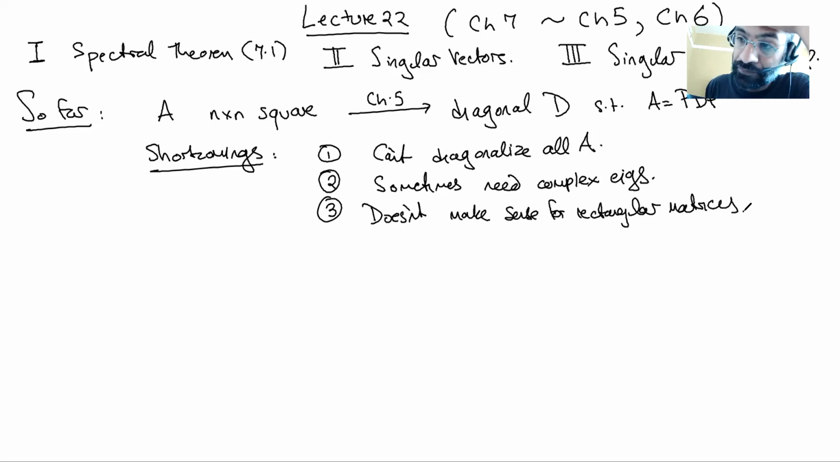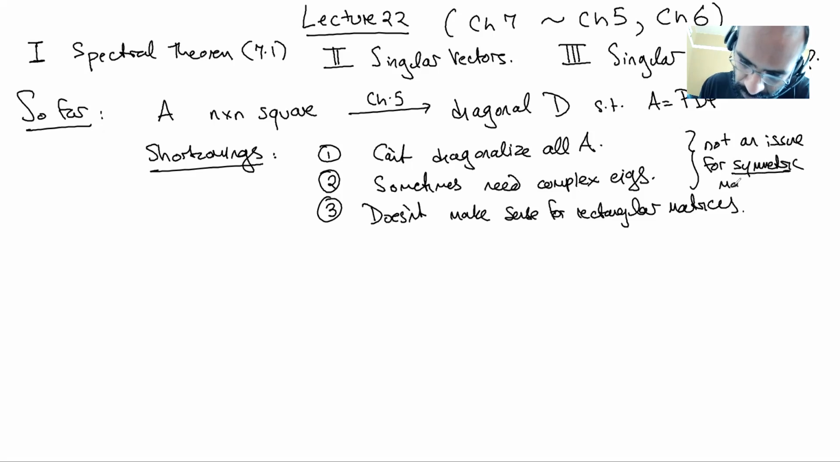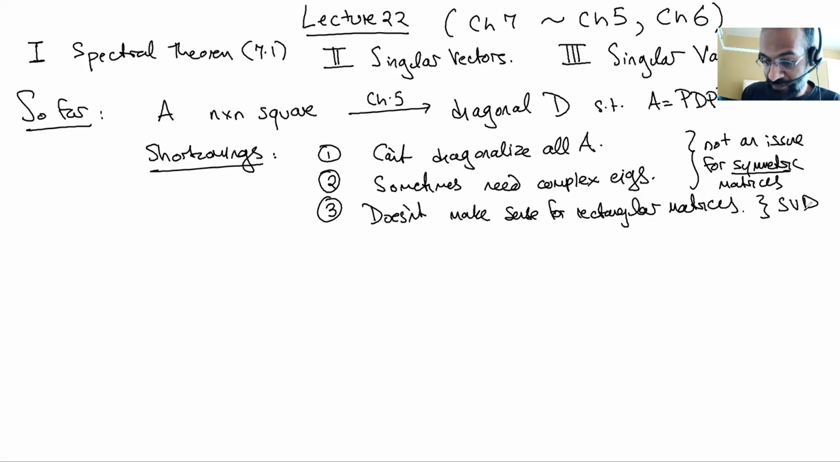What we will do now is observe that there's a large class of matrices for which these things don't happen. Really what we'll show is that the first 2 things are not an issue for symmetric matrices. And the third thing is the singular value decomposition, which will be some version of diagonalization for rectangular matrices. So the focus first will be on symmetric matrices.